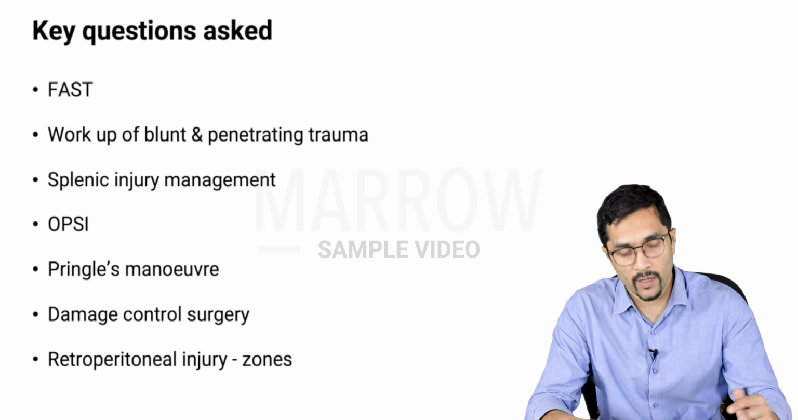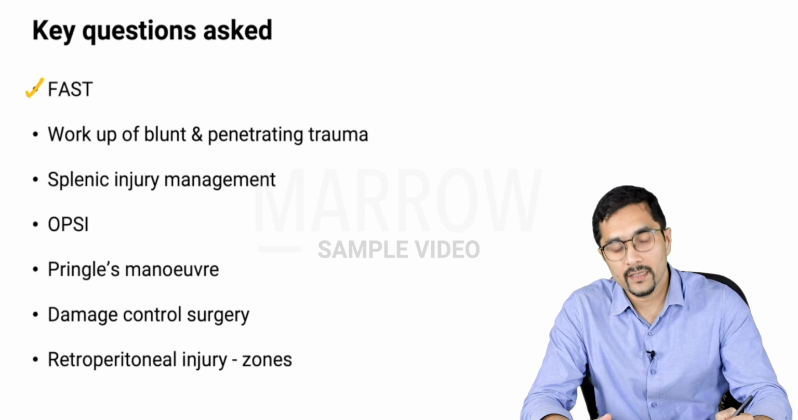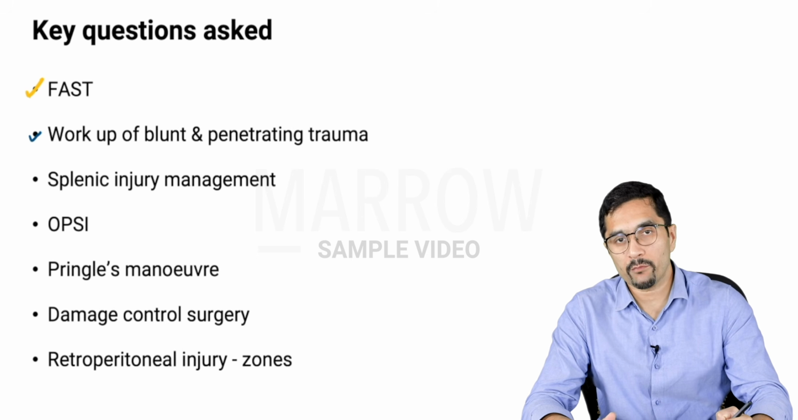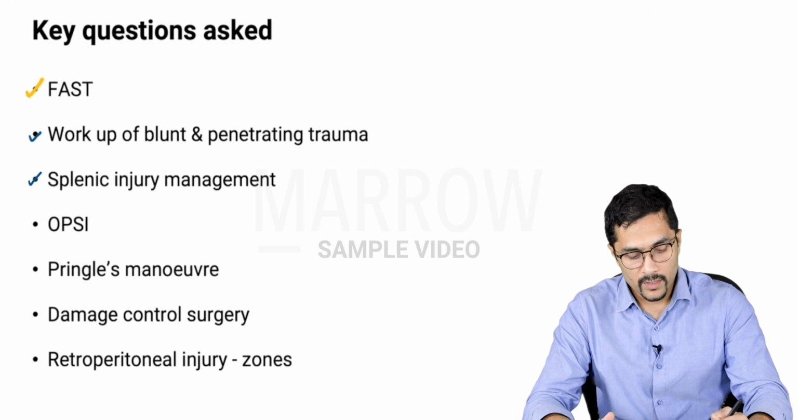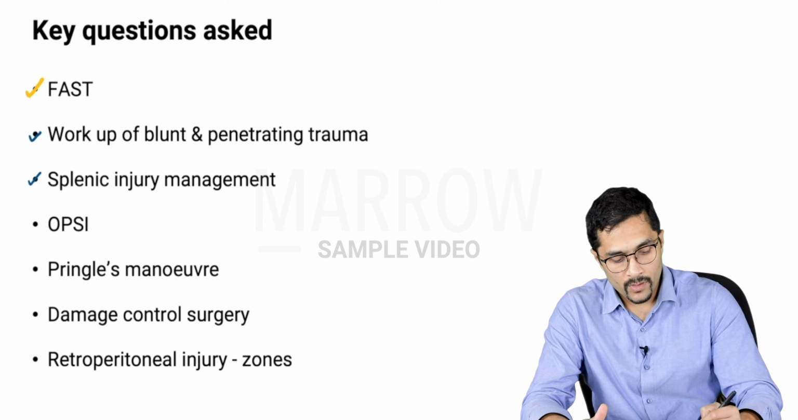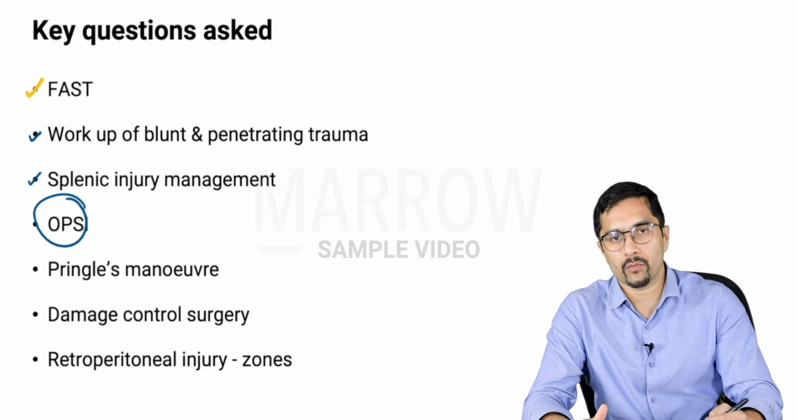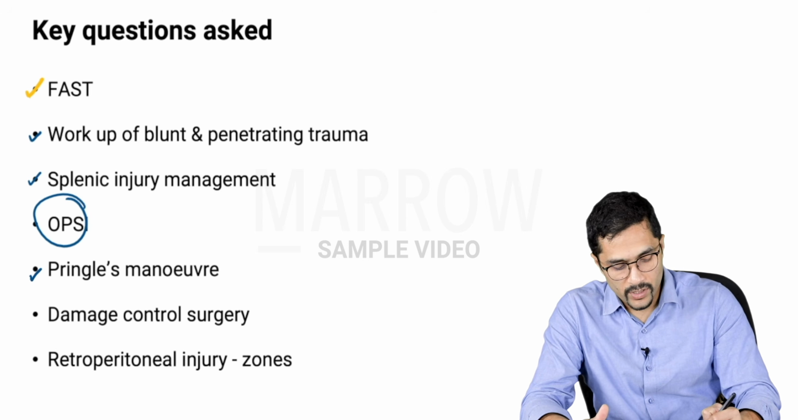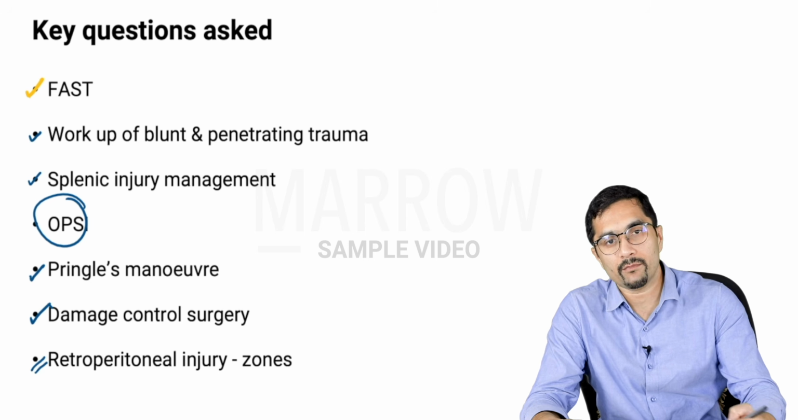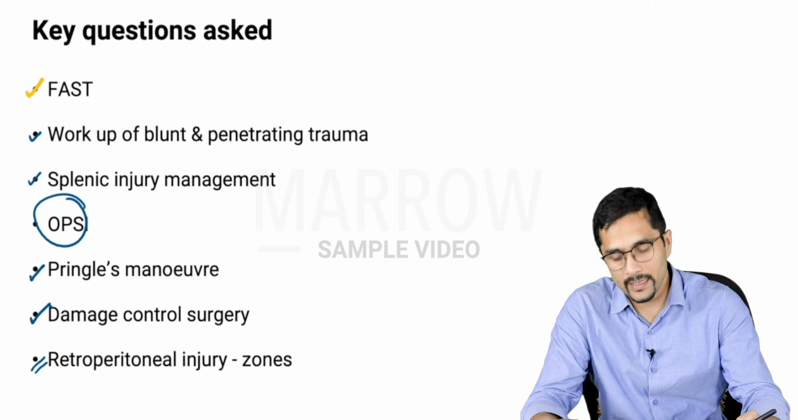So starting with abdominal trauma now, the key questions, PYQs which have been asked from abdominal trauma are FAST. FAST is extremely important, both FAST and EFAST. The workup of blunt and penetrating abdominal trauma, splenic injury management, especially the updated guidelines from Bailey. OPSI, which is a complication post-splenectomy, has been asked. Pringle's maneuver has been asked many times. Damage control surgery and the zones of retroperitoneal injury have been asked both in INI-CET and in the NEET PG exam.